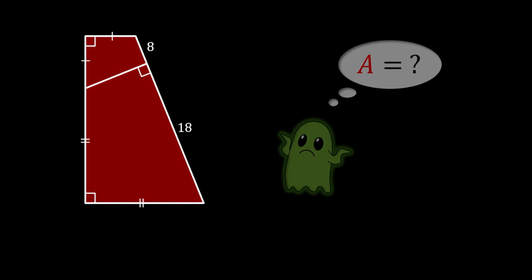Alright, so let's solve this problem together. First, I'm going to label all the vertices of our trapezium as A, B, C, and D, and I will label two intersection points as E and F, as you can see on the sketch. Now, for simplicity's sake, let's label the bottom base and the bottom segment of the height as A, and the upper base and the upper segment of the height as B.